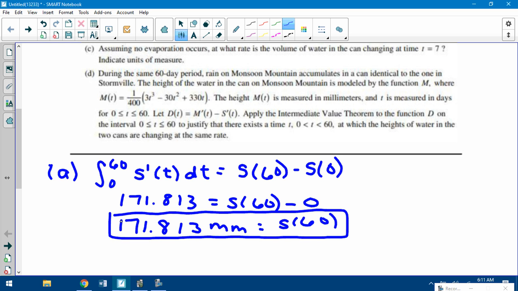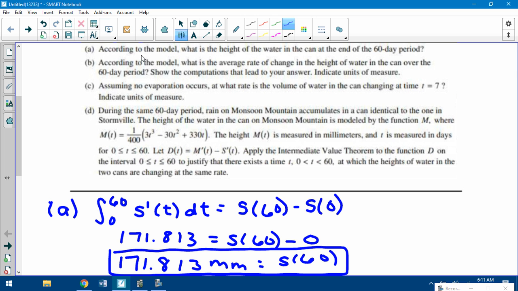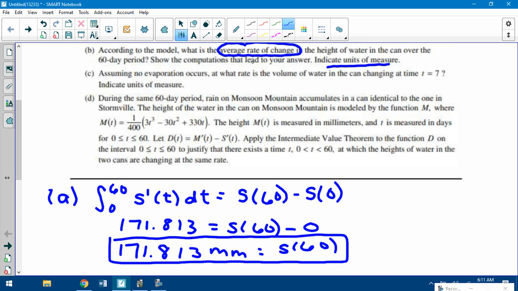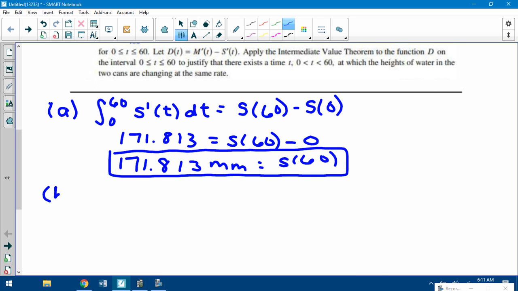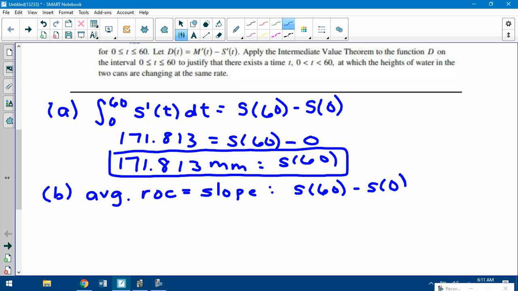Okay, there's part A. Part B. According to the model, what is the average rate of change in the height of the water in the can over the 60-day period? Show the computations that lead to your answer. Indicate units of measure. So make sure you put units on this one. Now we want the average rate of change. Average rate of change is a fancy word for what? Slope. It's different than instantaneous rate of change. So average rate of change means I take s of 60 minus s of 0, change in y, over change in x, 60 minus 0.